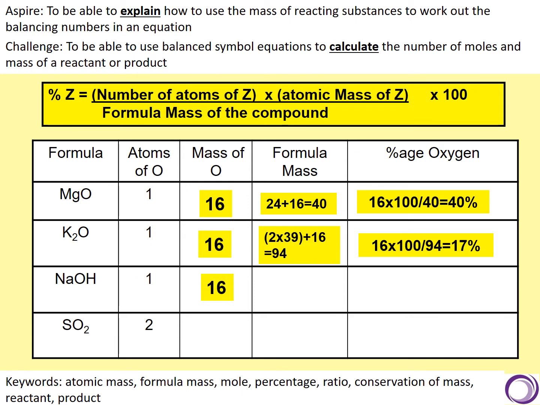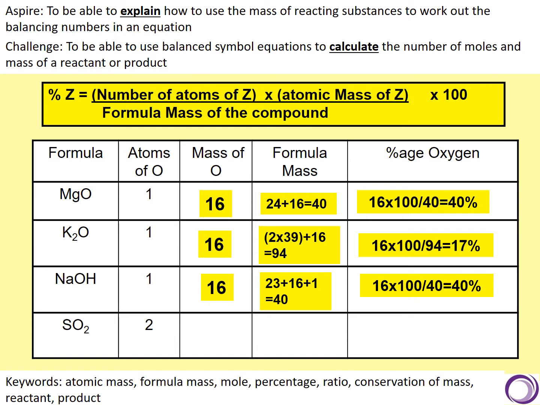For sodium hydroxide, again, the mass of the oxygen is 16. We've only got one atom of oxygen. So again, when we work out our formula mass, we simply add the three numbers together. 23 plus 16 plus 1 makes 40. So again, it's 16 divided by 40, multiplied by 100, and we come out as 40%. So 40% of the mass of every sodium hydroxide molecule is made of oxygen.